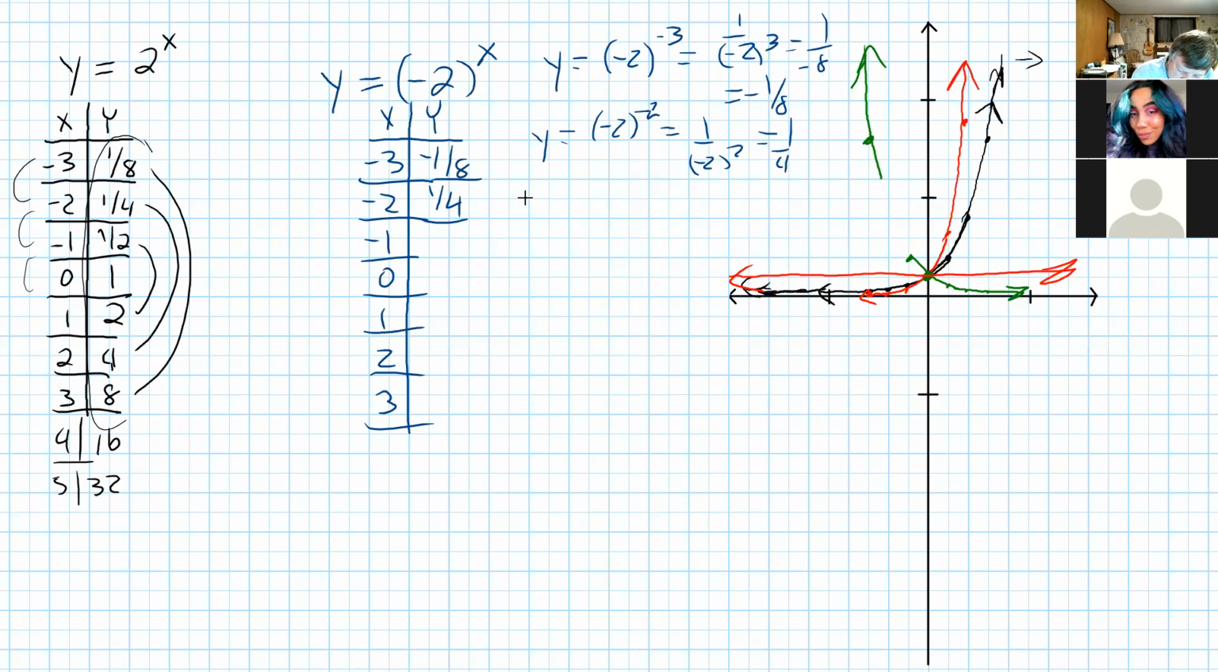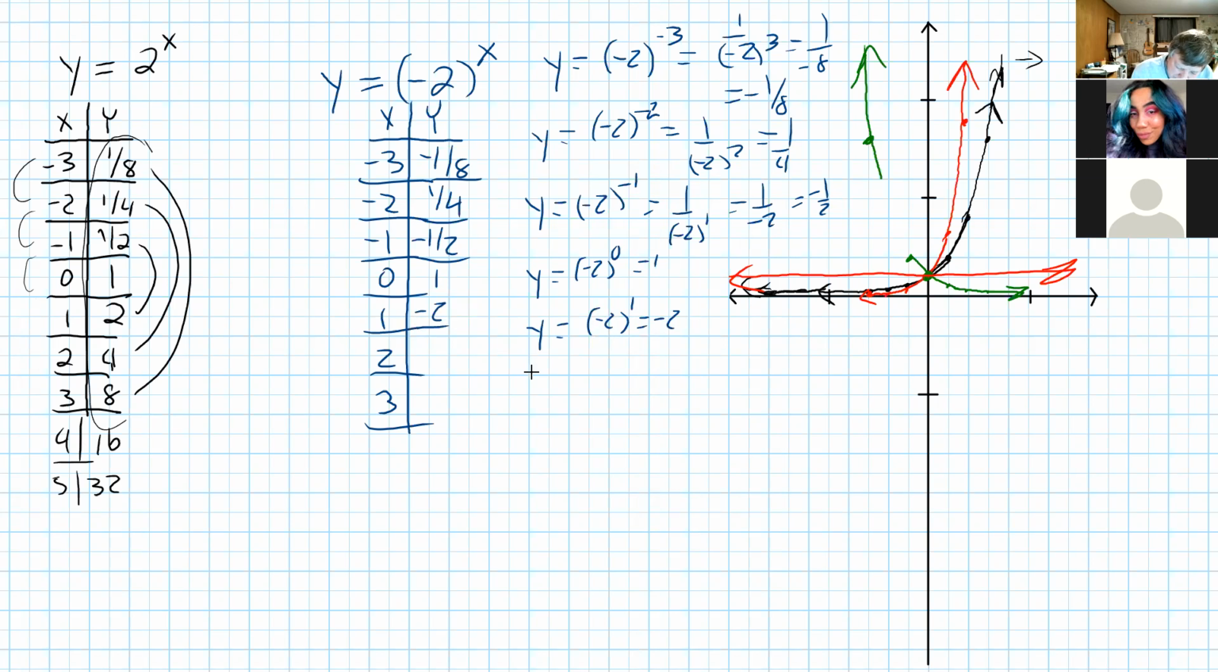If x is negative 1, y equals (-2) to the negative 1 power, which is 1 over (-2) to the 1 power, which is 1 over negative 2, which is negative 1/2. If x is 0, y equals (-2) to the 0 power, which is 1. If x is 1, y equals (-2) to the 1, which is negative 2. Y equals (-2) to the 2 would be 4, and y equals (-2) cubed would be negative 8.